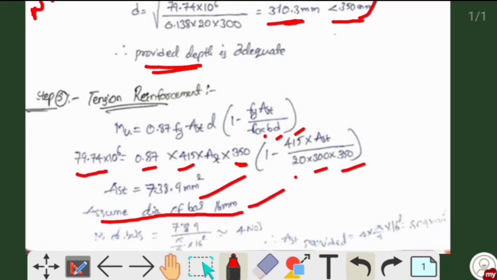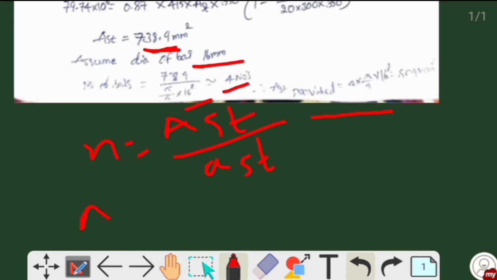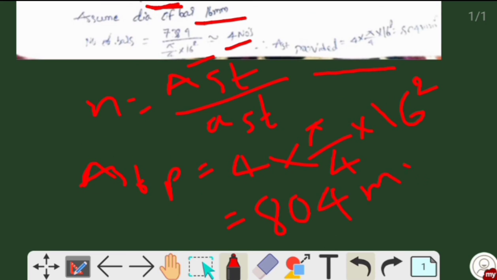I will assume diameter of the bar equals 16 mm. Then find out the number of bars. Number of bars equal to capital Ast by small ast. Capital Ast is the Ast required 738.9 by small ast is pi by 4 into 16 square. By solving this, we get the number of bars equal to 4. Then find out the Ast provided equal to 4 into pi by 4 into 16 square. We get the Ast provided equal to 804 mm square.